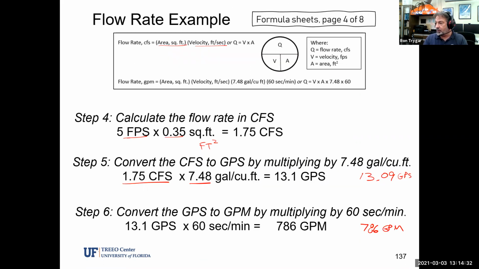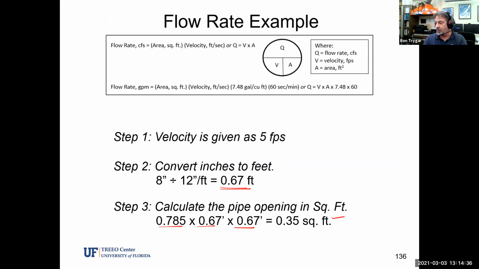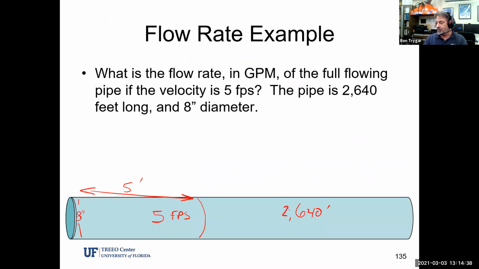So we started off with a pipe. If I go backwards here for just a second, we started off with a pipe that was right here. We had a pipe that was 5 feet per second velocity, and it was the 8-inch diameter, and we said it was 2,640 feet long. So which piece of information did we not use at all in that calculation? We didn't use the length of the pipe.